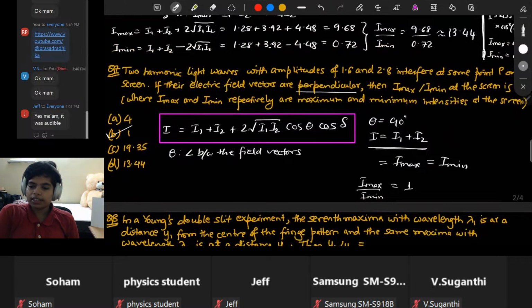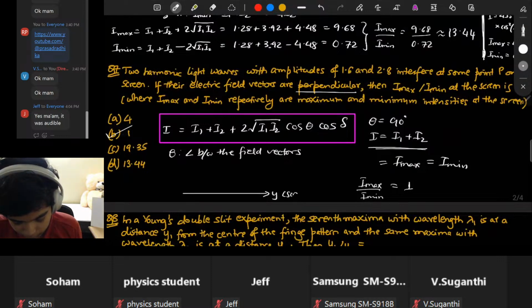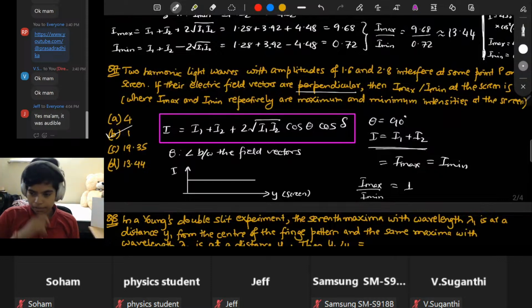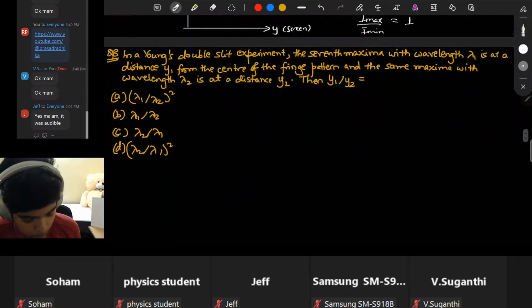Because it is just constant uniform illumination, there is no maxima or minima. If I were to plot it as a function of the position on the screen versus the intensity, it is just a flat line. Okay, so moving on.